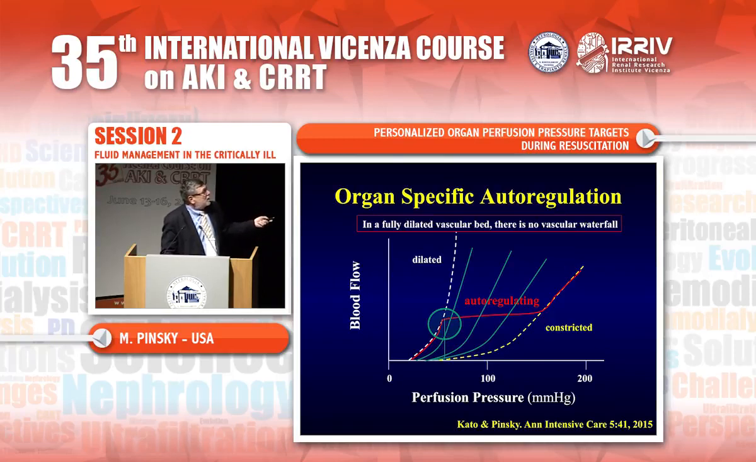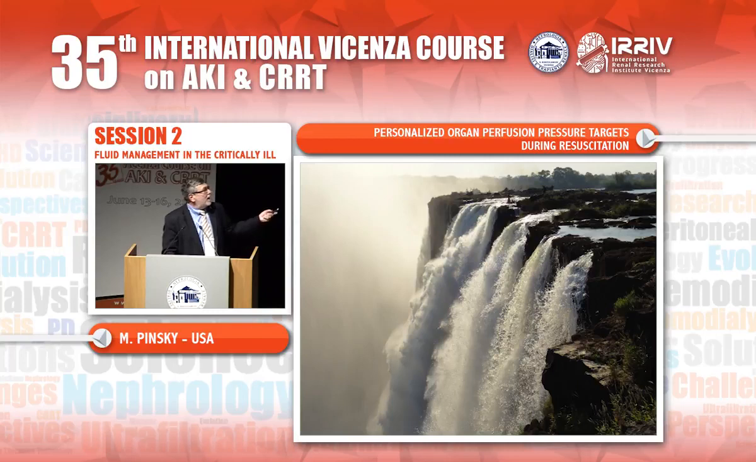Importantly, as you can see, in a fully dilated vascular bed, there is essentially no critical closing pressure, and thus the back pressure to flow, which is the venous pressure or interstitial pressure, becomes the back pressure. An example of a fully dilated vasculature are the coronary arteries. They have no critical closing pressure because they're always exercising. So we can say that the vascular waterfall is complete.